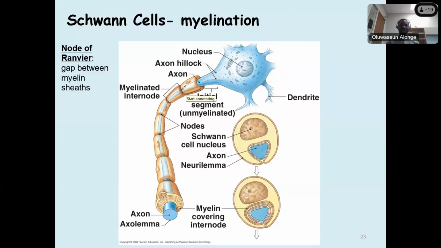Now, you notice that there are some gaps on the axon that are not myelinated. Those gaps, we call them nodes. All right, so the gaps where there's no myelin, we call nodes. It's called the node of Ranvier. See that? It is a gap between myelin sheaths. So the portion of the axon that is not myelinated is what we call the node of Ranvier.